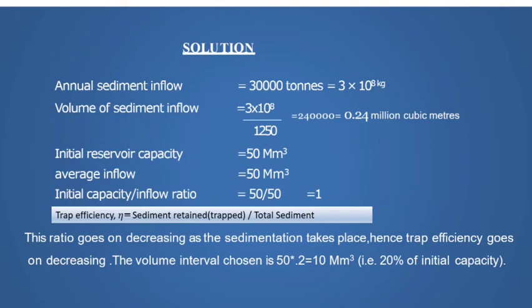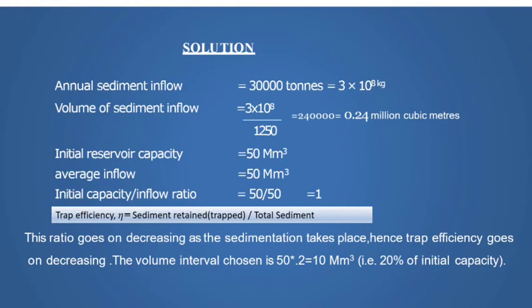Then there is initial reservoir capacity, that is 50 million meter cube. There is average inflow, that is 50 million meter cube again, and we find the initial capacity inflow ratio, that is, when the reservoir is at full capacity, what is the capacity inflow ratio? 50 by 50, that is equal to 1. But the thing that we can understand here is the reservoir capacity is equal to average inflow. So whatever comes in, the reservoir is storing that. But that may not be the case every time. Sometimes average inflow can be less than initial reservoir capacity. Say the average inflow is 40, then the initial capacity inflow ratio will be 50 by 40, that is 1.25.